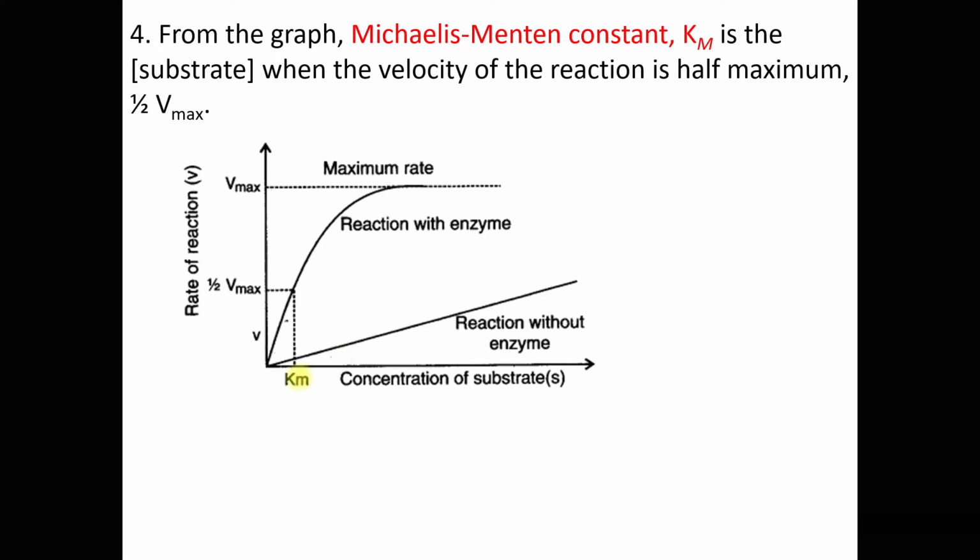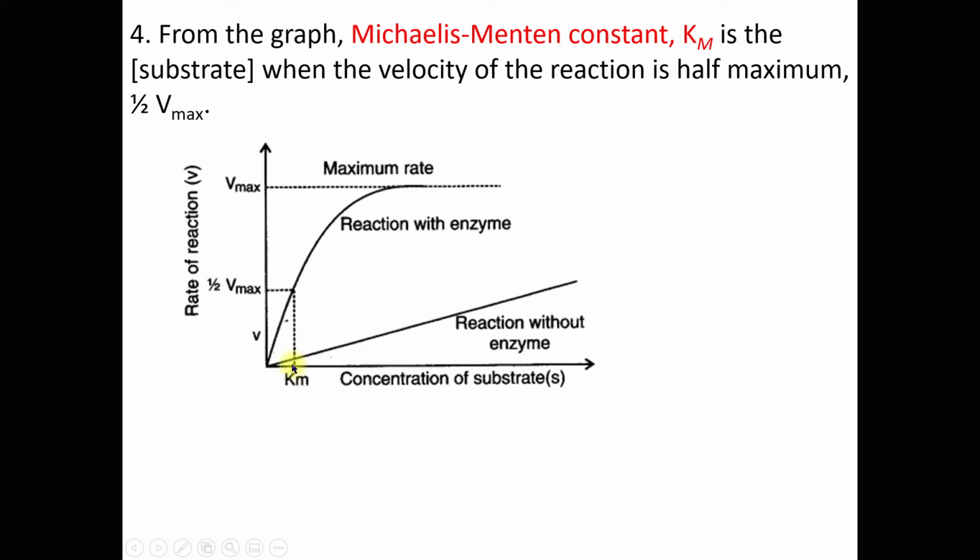Now, this Michaelis Menten constant Km is the substrate concentration when the velocity of the reaction is half maximum, or half Vmax. If this is the Vmax for this particular graph, half of this Vmax will be here. If we look from the graph, at half Vmax, or at half the maximum rate of reaction, this is the value of the Km, which is the value of the substrate concentration.